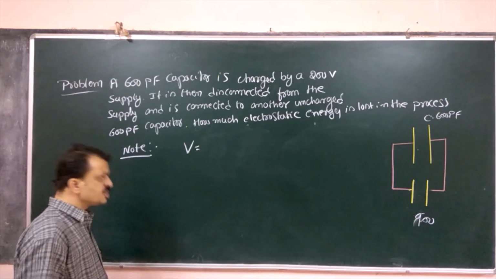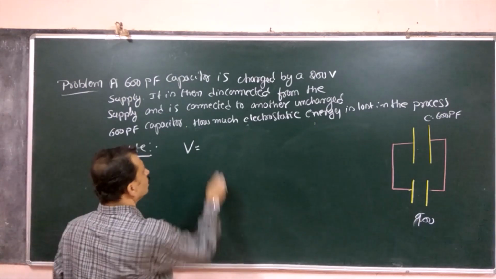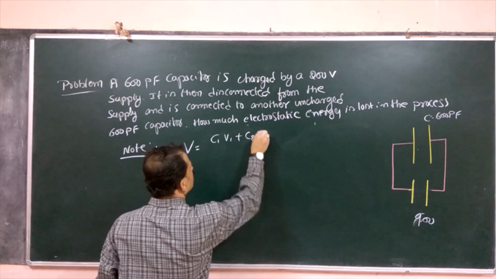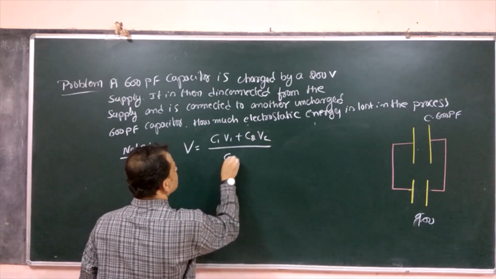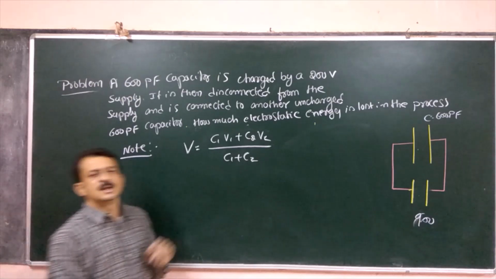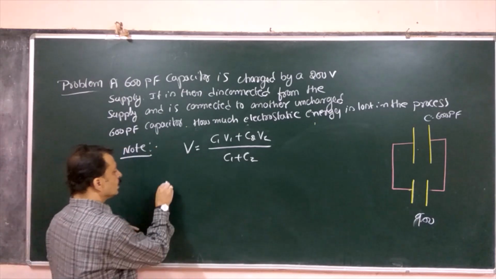ದ ಕಾಮನ್ ಪೊಟೆನ್ಶಿಯಲ್ between the two capacitors is equal to C1 V1 plus C2 V2 divided by C1 plus C2 ಅಂತ ಹೇಳಿ ನಾವು ಕರಿತೇವೆ. ದಿಸ್ ಇಸ್ ದ ಫಾರ್ಮುಲಾ. ಕಾಮನ್ ಪೊಟೆನ್ಶಿಯಲ್ ಅನ್ನ ಫೈಂಡ್ ಔಟ್ ಮಾಡಕ್ಕೆ ಫಾರ್ಮುಲಾ. ಇದು ಹೇಗೆ ಬಂತು?